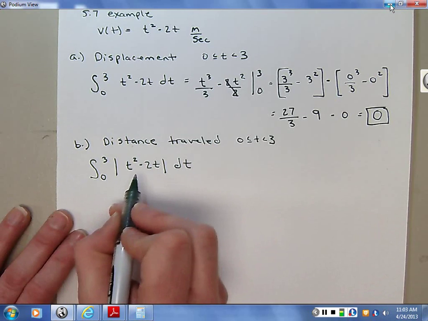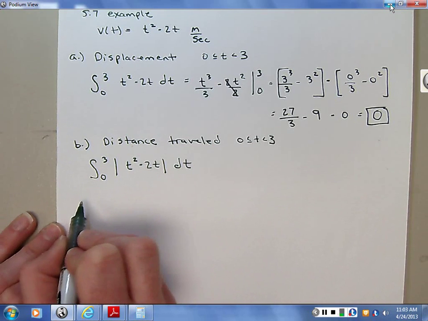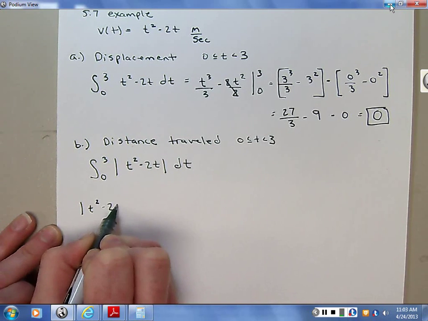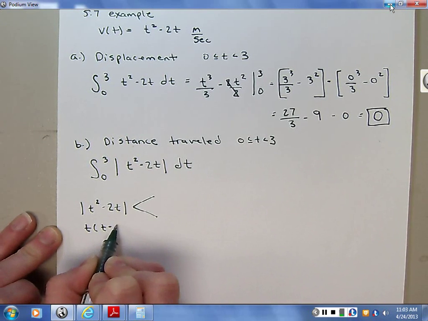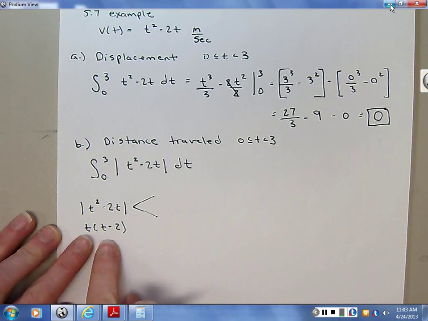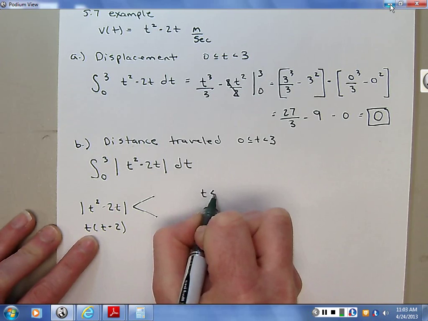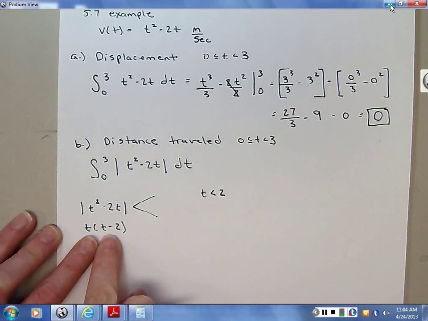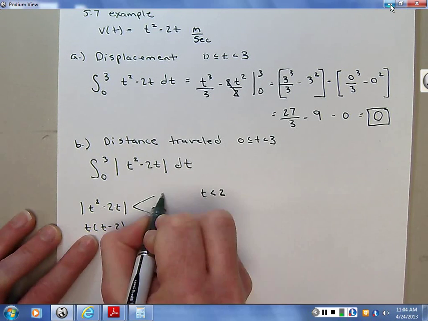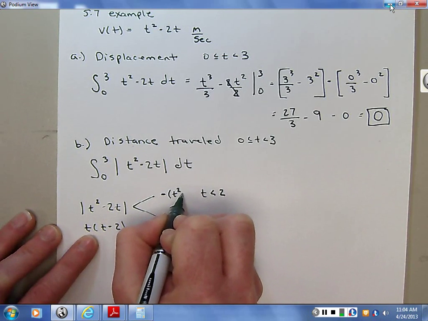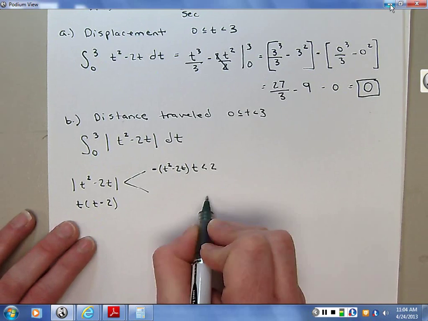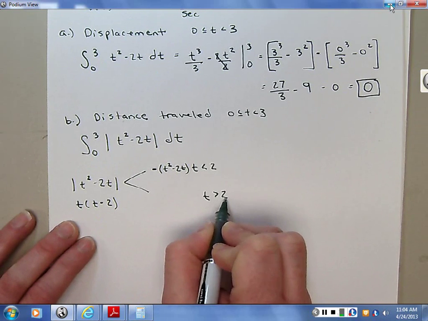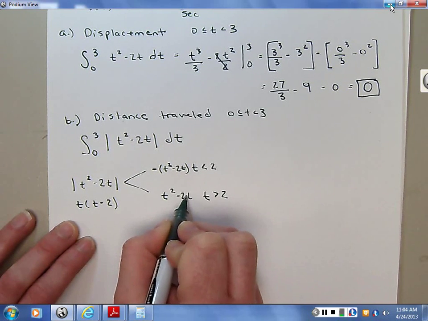So I really need to know when this function is positive and when it's negative. So the absolute value of t squared minus 2t, well, this would be t times t minus 2. That would be the factors of that. So if t is less than 2, my function's negative, right? So I replace this with minus t squared minus 2t, if t is less than 2. If t is greater than 2, I just replace it with t squared minus 2t.